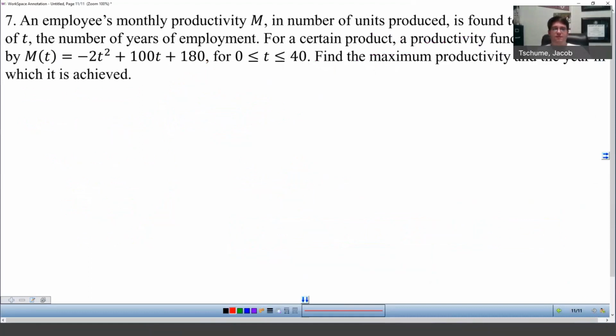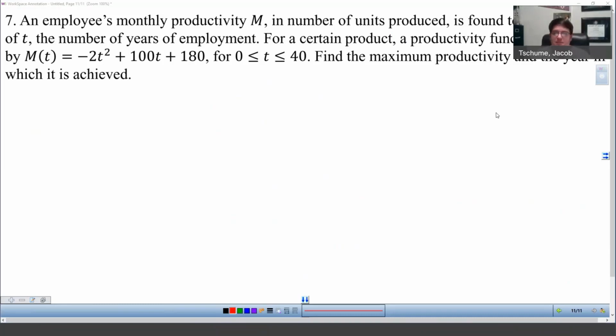All right, so to end this video, we are going to do a word problem like you've probably gotten used to by now. So let's knock out this problem to end this video. It says an employee's monthly productivity M in number of units produced is found to be a function of T, which represents the number of years of employment. For a certain product, a productivity function is given by M of T equals negative 2T squared plus 100T plus 180 on the interval 0 to 40.